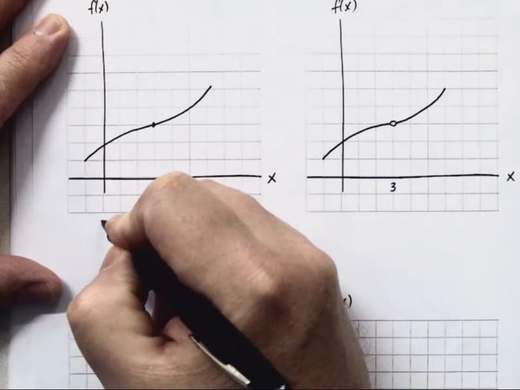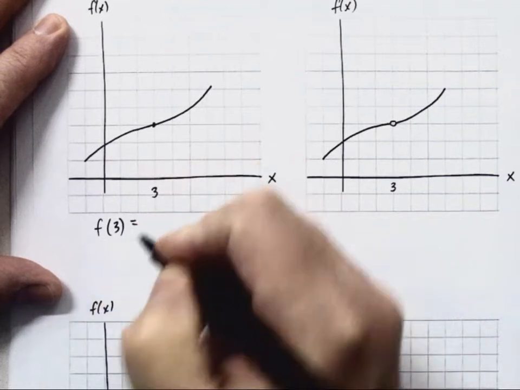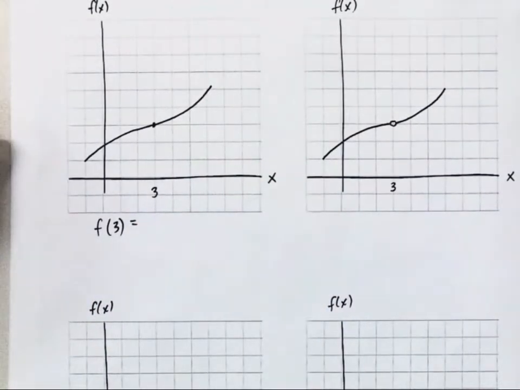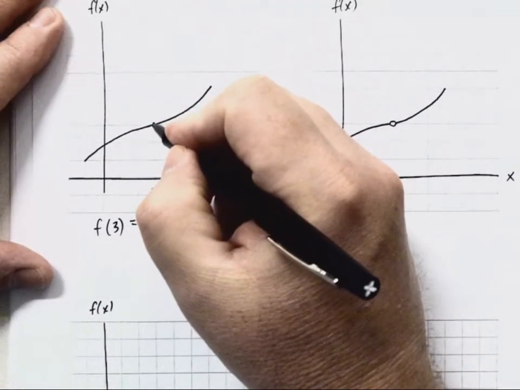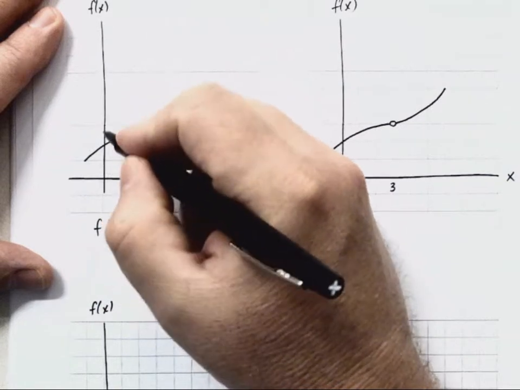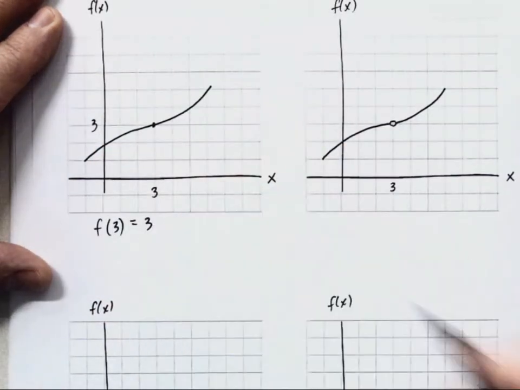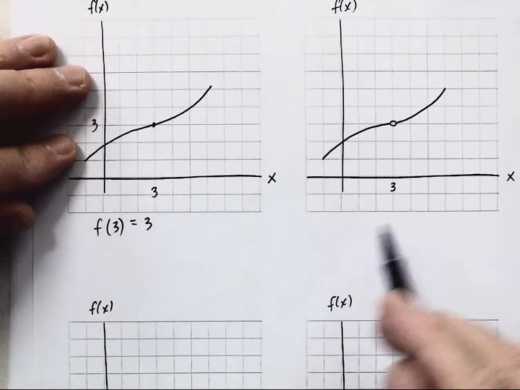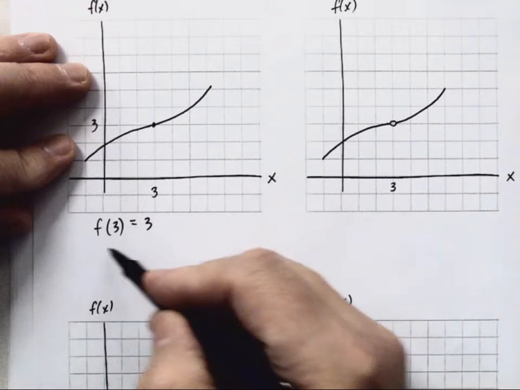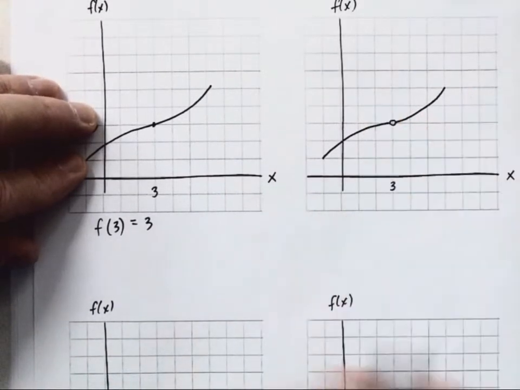For each of these graphs, the first thing I want to determine is what's the value of the function when x equals 3. Okay, so when x equals 3, it's this point right here. What's the value of the function? It looks like it's 3. Now I'm going to do the same thing for all 4 graphs, but let me do the 4 things I'm looking for on my first graph, and then I'll do them for the second, third, and fourth.